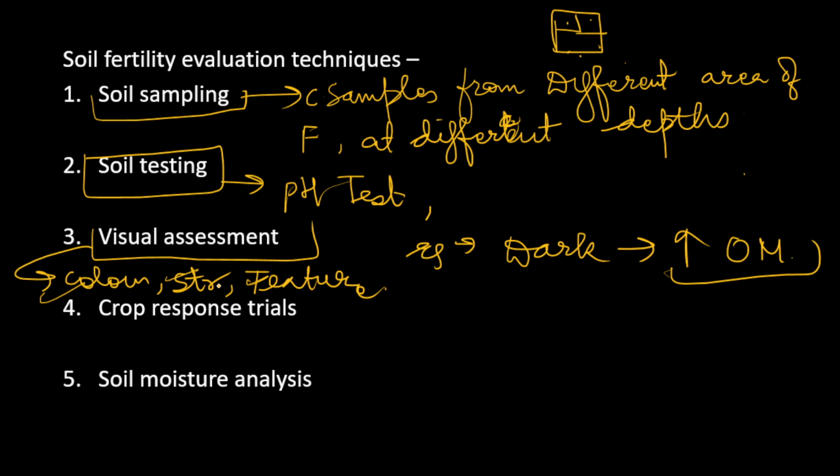We can do crop response trials. We will grow different crops in the soil and see how the crops respond. Suppose we have to plant some commercial crop for a season. Before that season, we will grow that crop and see the results, and through those results we will get to know the fertility status of the soil. We can also plant a crop and add different amendments, such as organic matter or some kind of fertilizer. We will see the response of the crop, and according to that we will get to know the soil fertility status.